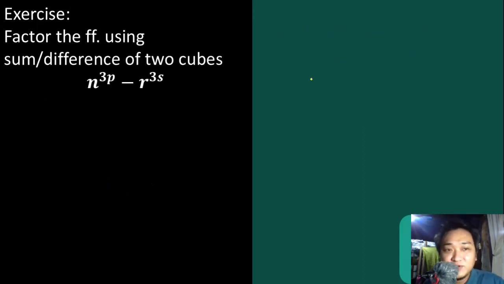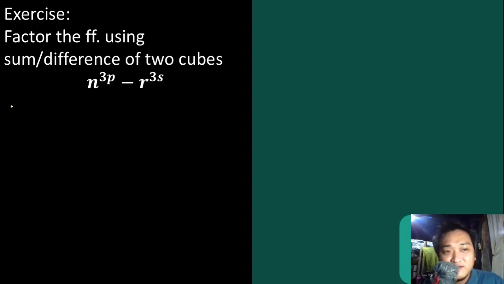Let us have a few more examples. Let's say we are going to factor n raised to 3p minus r raised to 3s. Again, n raised to 3p minus r raised to 3s. So, medyo kabado tayo kasi meron tayong monomial sa exponent. Madali lang yan. Gagamitin uli natin yung property ng powers of powers.